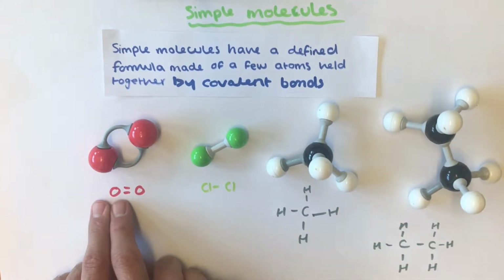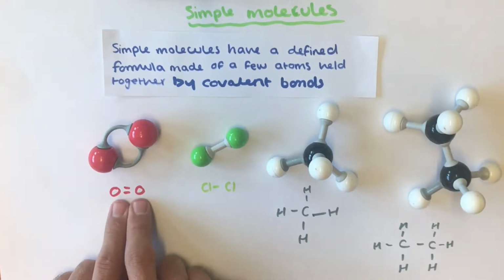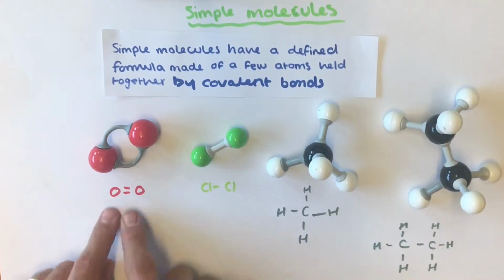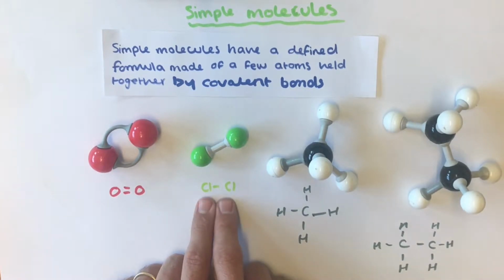So in oxygen, a molecule of oxygen has 1 oxygen bonded to another oxygen by a double covalent bond. That is a defined structure. That's not going to make a giant lattice structure like you see in ionic compounds. Again, chlorine here is a defined number of atoms. It's 2 chlorines bonded together by a single bond.